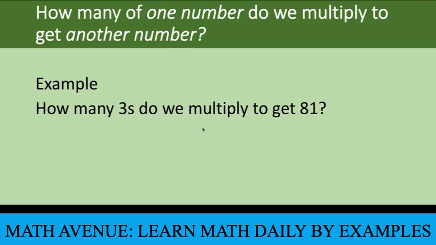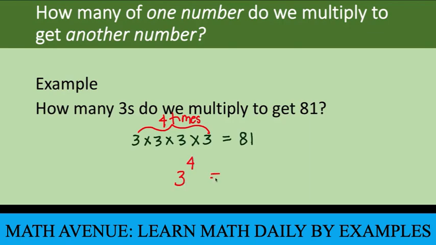When you answer a question like this, then you are finding the logarithm. We know that if we multiply 3 times 3, we get 9, times another 3, we get 27, times another 3, we get 81. So that means we are going to multiply 3 four times so that we can get 81. And the shortcut way of writing repeated multiplication is to write that as an exponential number. So we write this as 3 raised to 4 equals 81.